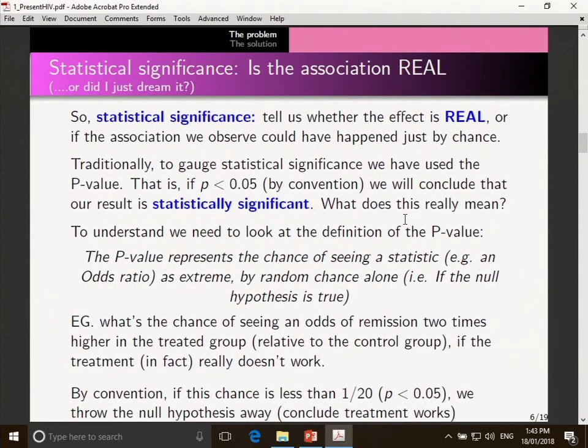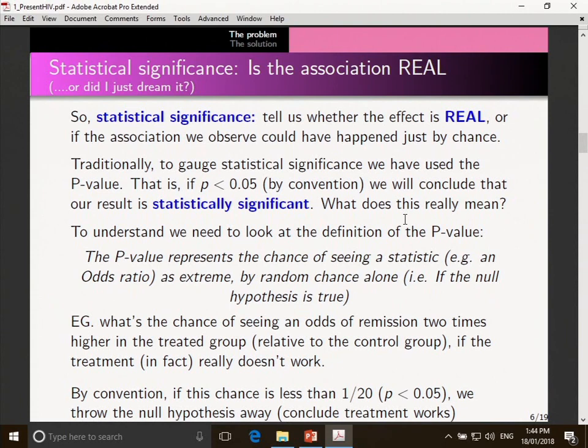So statistical significance is about whether an association is real, or did we just dream it? Are we just imagining it? Okay, so traditionally we've used p-values to gauge statistical significance. So if p is less than 0.05 by convention, we will conclude that our result is statistically significant. The problem is what does this really mean? To understand, I guess we have to think about the formal definition of a p-value, which no one really ever thinks about. I mean, I don't even think about it that often myself.